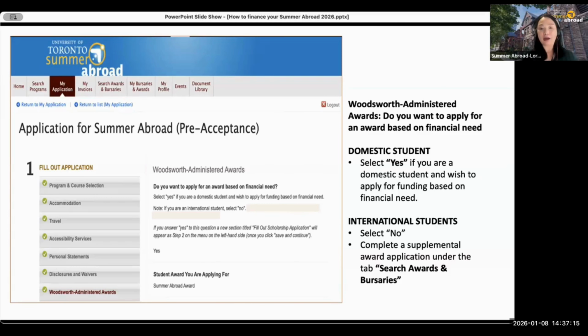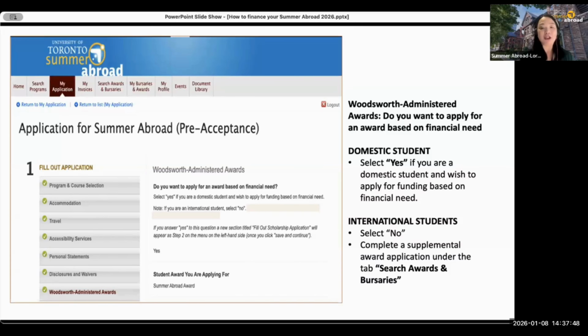When you start your application, maybe you're thinking about Italy, maybe you're thinking about your Paris program, you will be completing your Summer Abroad application, and at the end of it, it will ask the question, do you want to apply for an award based on financial need? And if you're a domestic student, again, a tip, select yes. It's sometimes shocking when somebody says no when they actually do need the funding.